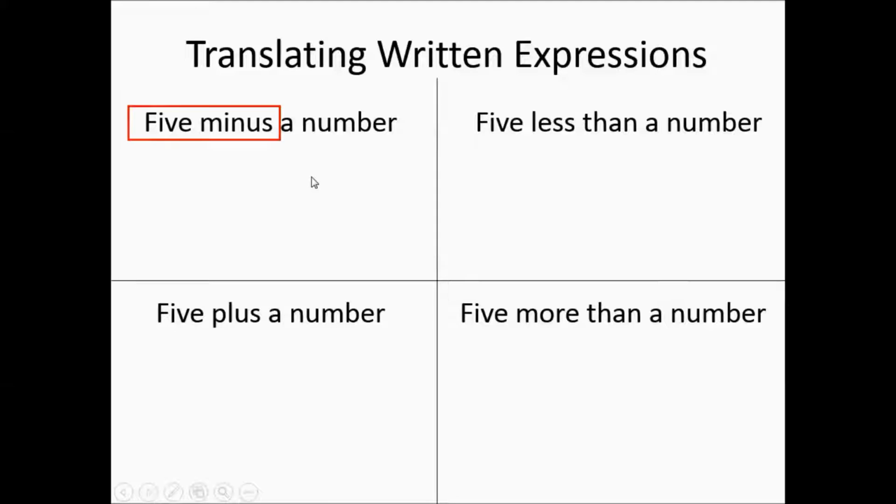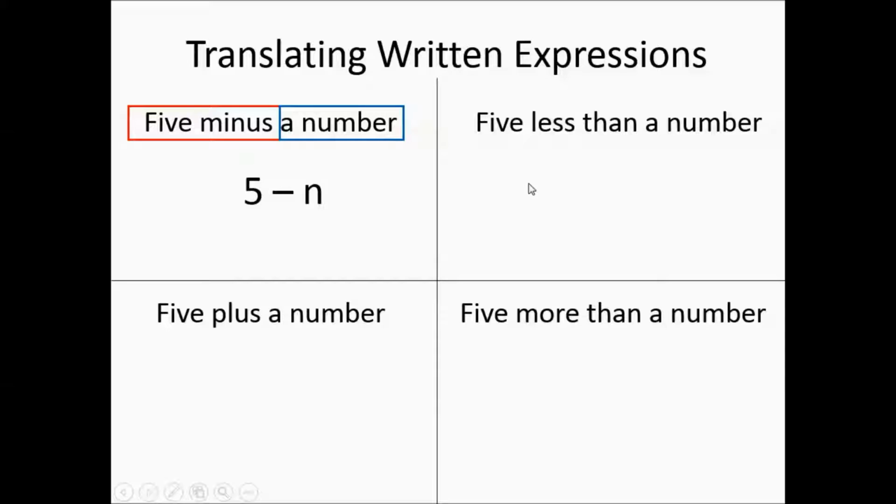This first one is pretty basic. You got the 5 minus, you just write down 5 minus. And then you have a number, and that can be any variable that you want. Now we're just going to use 5 minus n. That one's fairly easy. The next one can get confusing.